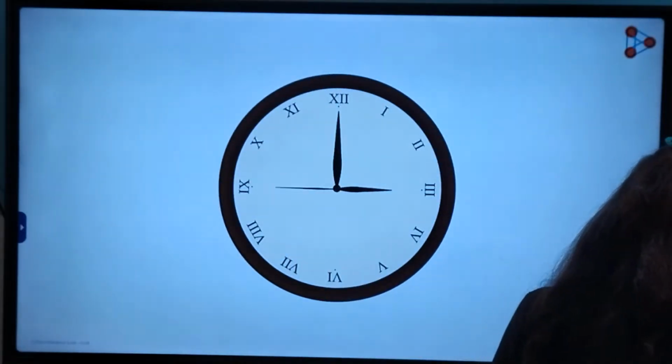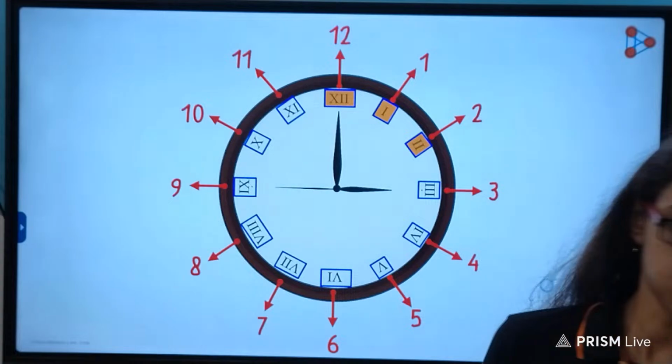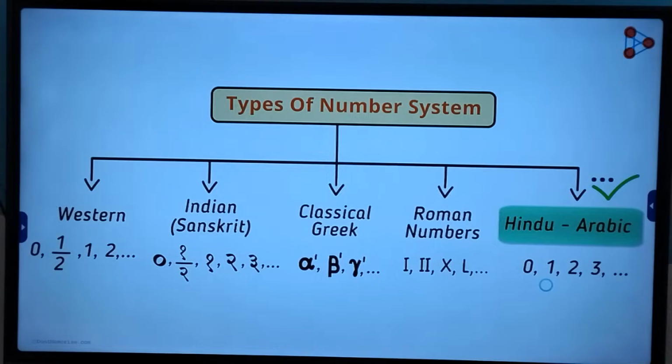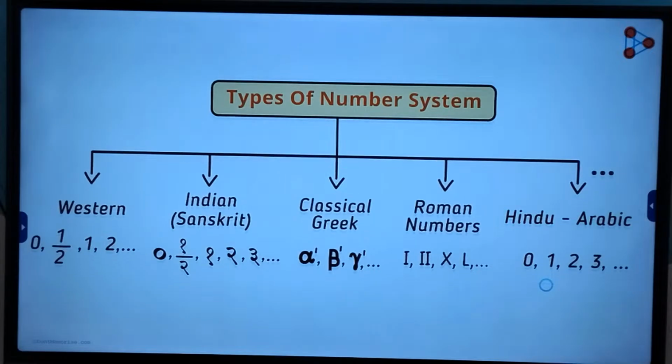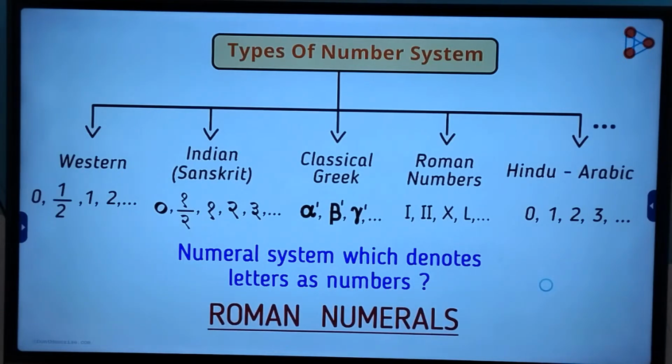Look at this clock. We have letters in it to represent numbers. This is for 12, 1, this is for 2, and so on. Yes, there are different number systems which use different symbols for expressing numbers. We commonly use the Hindu-Arabic numeral system. In this system, digits are used to represent the numbers. In which numeral system do we use letters to denote numbers then? It's the system of Roman numerals. The Romans used different letters as symbols to represent numbers. Do you know what they are?